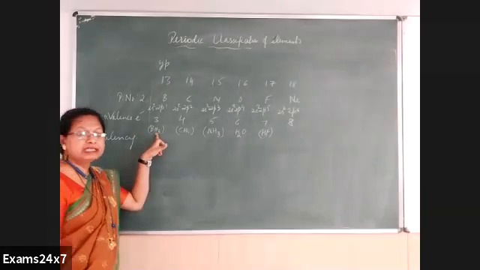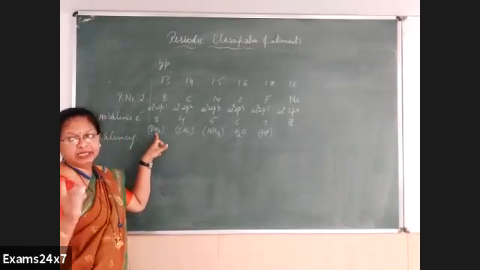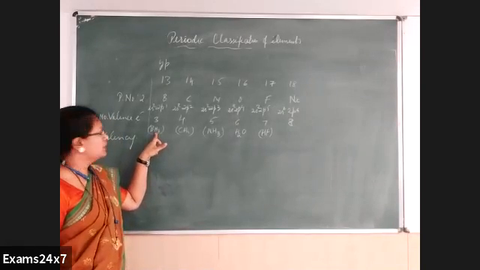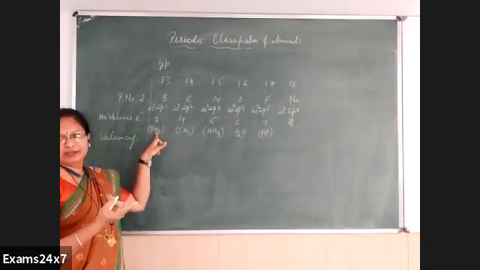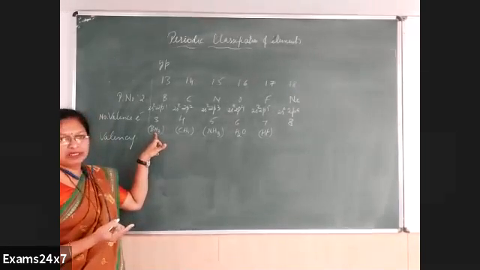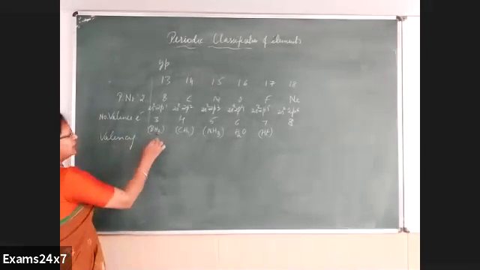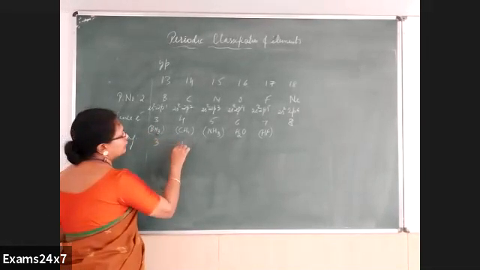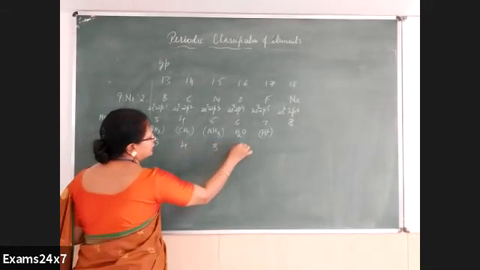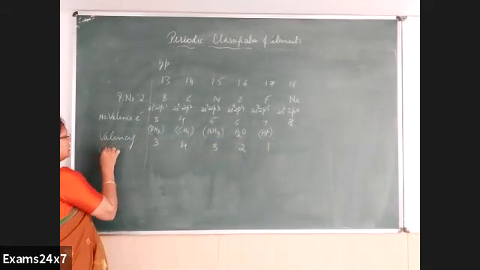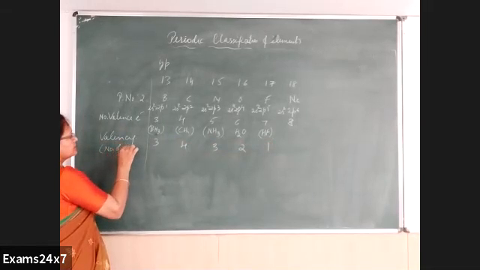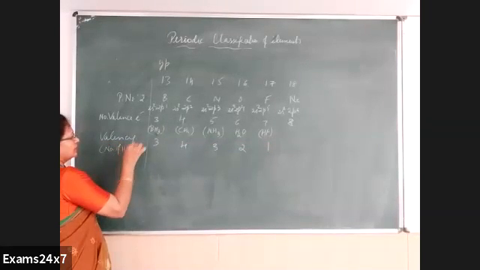What do you mean by valency? It is the number of electrons used for bond formation. Hydrogen has 1 electron, the element gives 1 electron, so 3 hydrogens will share 3 electrons. So here 3, here 4, here 3, here 2, here 1. This valency is the same as the number of H atoms in these compounds.